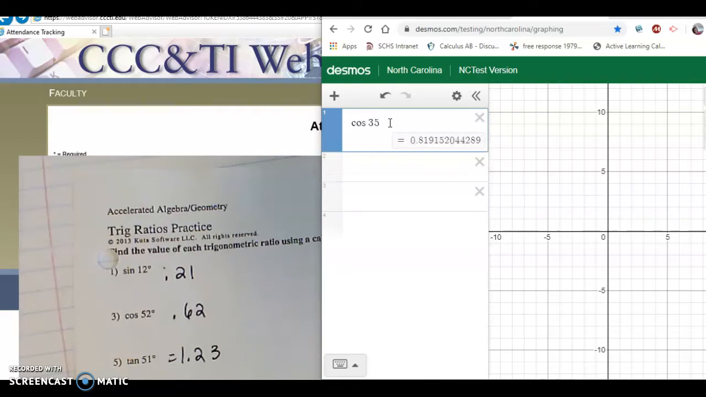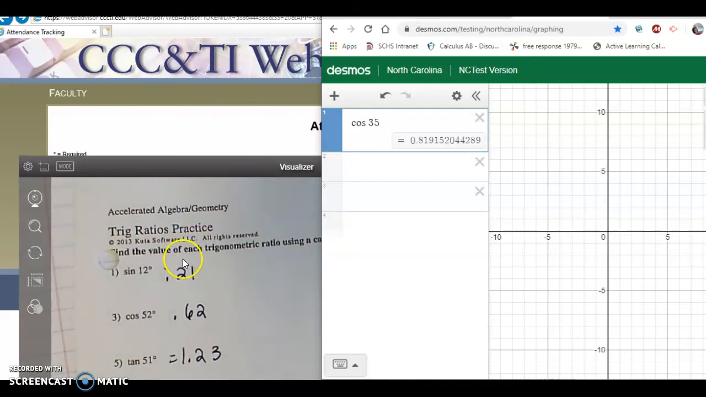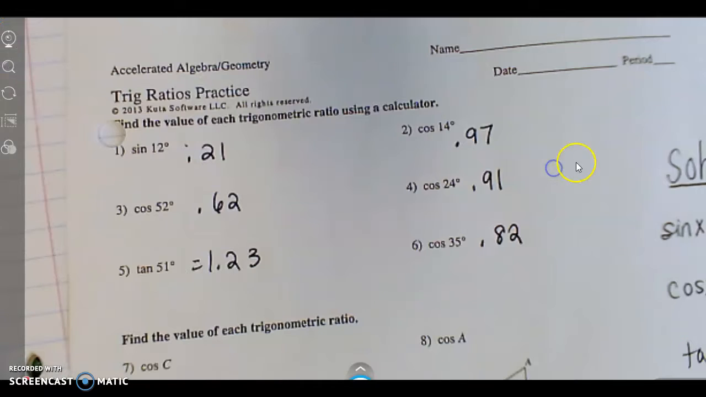Actually, you don't even have to put parentheses. I wanted to try it there to see if it would work, and you didn't have to. Okay, so that's how you can use your calculator to find those things.